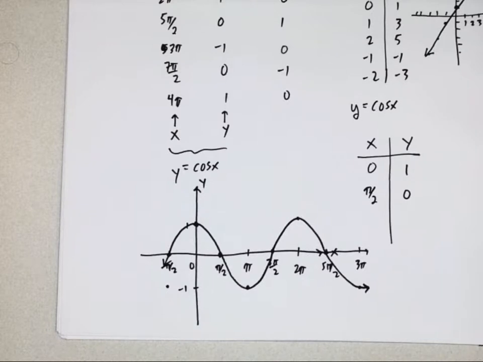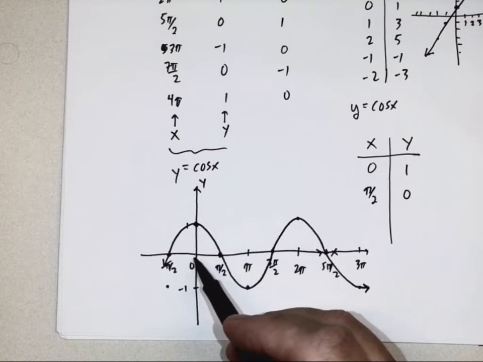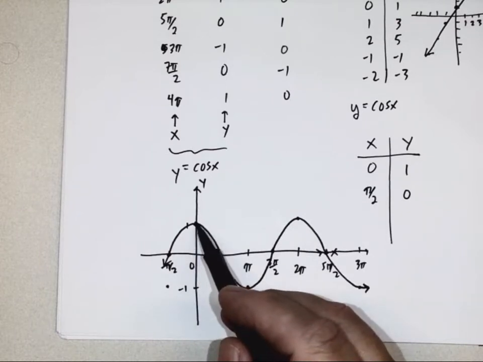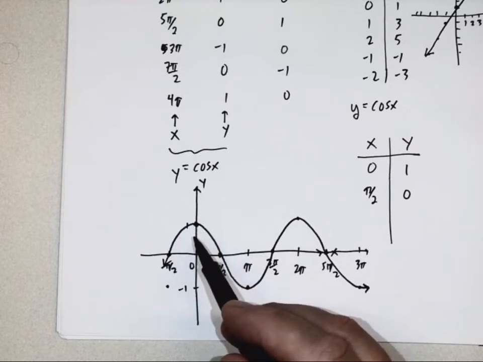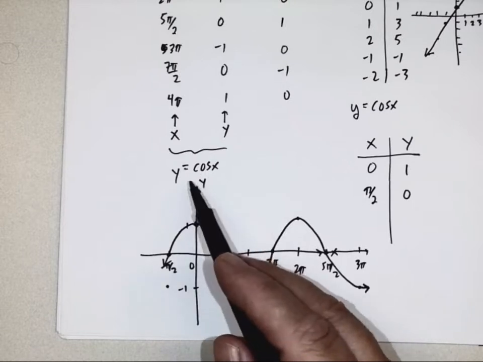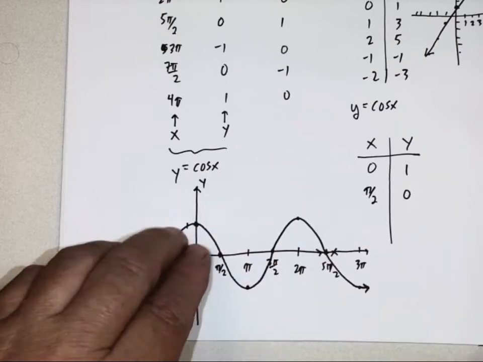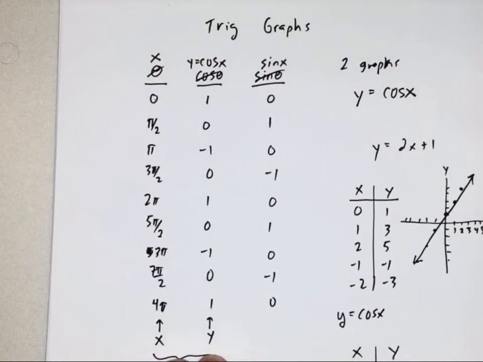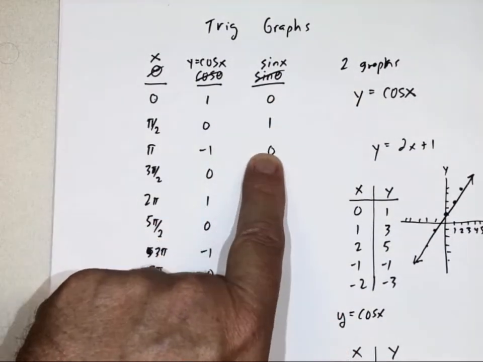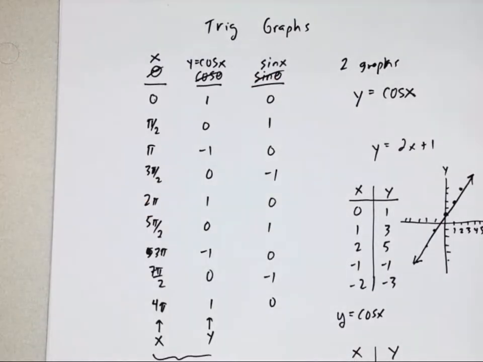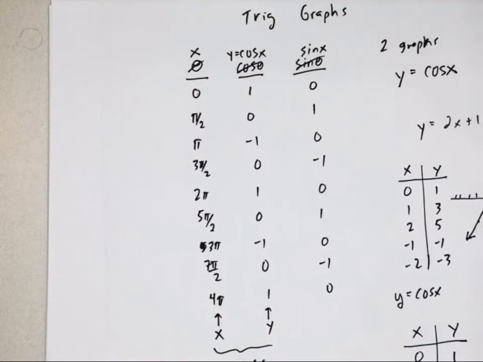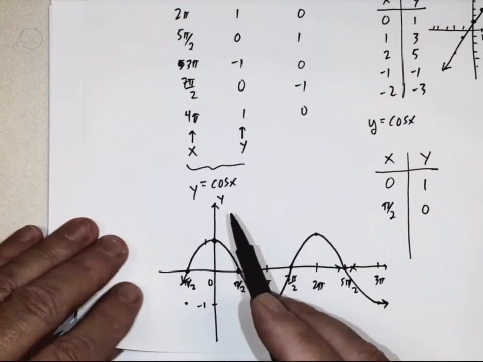That's very important. Right away, the easiest way to tell whether you have a cosine function is you look at the angle 0. In this case, at angle 0, my graph has a value of 1. I know that only happens for the cosine. In other words, this is a graph of y equals cosine x.